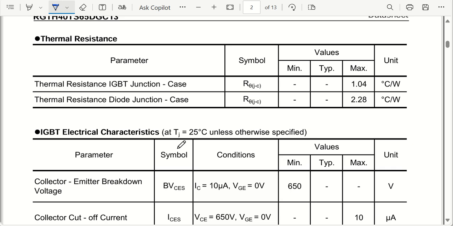Let's get into thermal resistances. You can see we have thermal resistance of the IGBT junction to case, it is 1.04 degrees centigrade per watt. So for 1 watt of power dissipation, there will be an increase of junction temperature by 1.04 degrees. Similar to that, we have the diode junction to case thermal resistance, that is 2.28. So the diode temperature will increase at 2.28 degrees centigrade per watt.